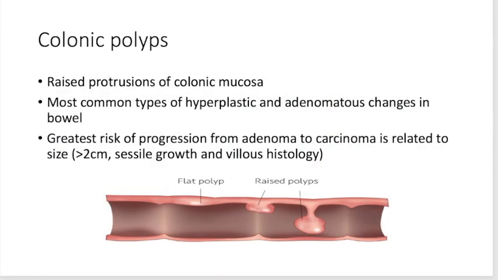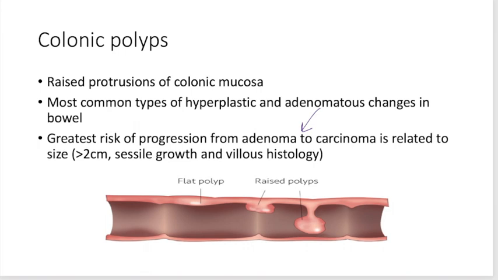Colonic polyps, just be aware of that. We take a look at these when we do our colonoscopies. They are raised protrusions of the colonic mucosa. Most common types are hyperplastic and adenomatous changes. So if we end up getting concerned for adenoma or carcinoma, just remember that we would cut these out to make sure that they don't keep growing.